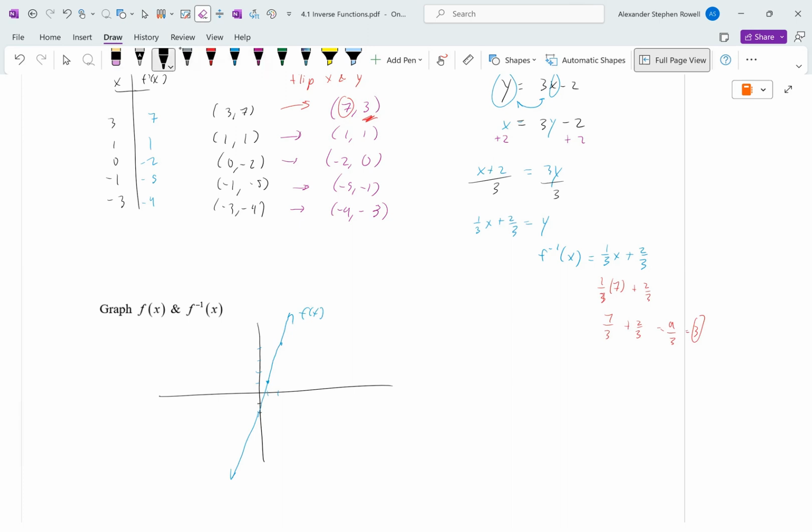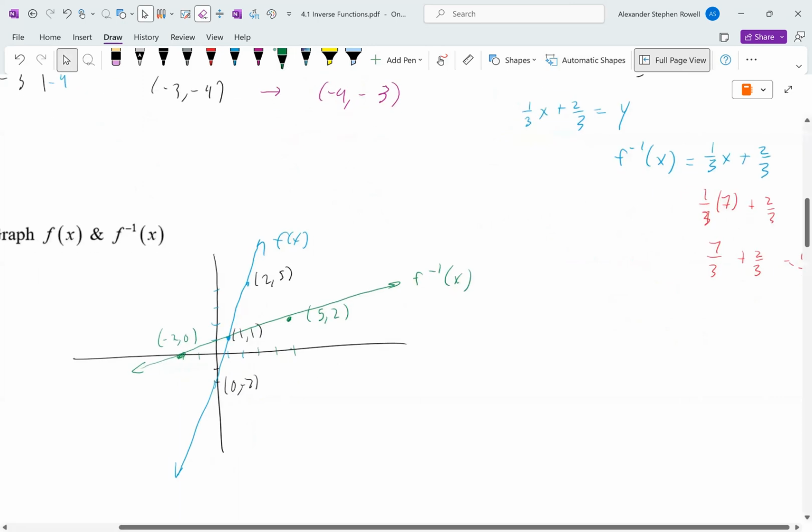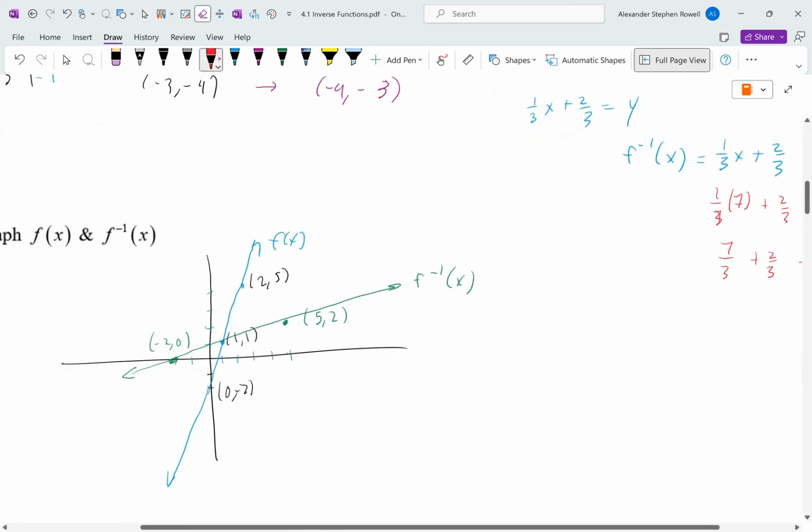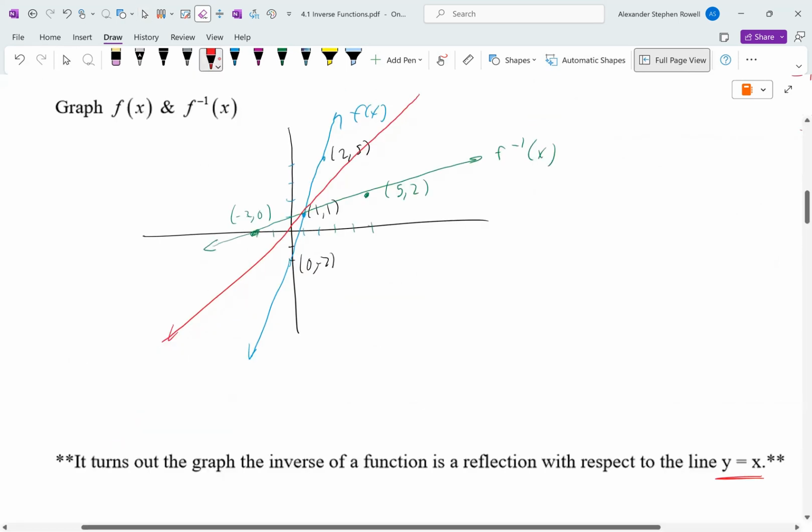This is like the point (2, 5). This is the point (1, 1). This is the point (0, -2). So if we flip those ordered pairs, we would get (5, 2). If we flip (1, 1), we get (1, 1). If we flip (0, -2), we get (-2, 0). Okay, so this is the inverse function. And it turns out the inverse of a function is a reflection over the line y equals x.